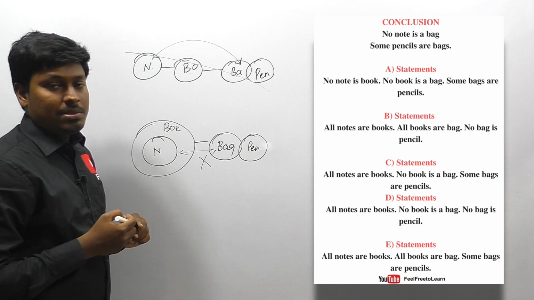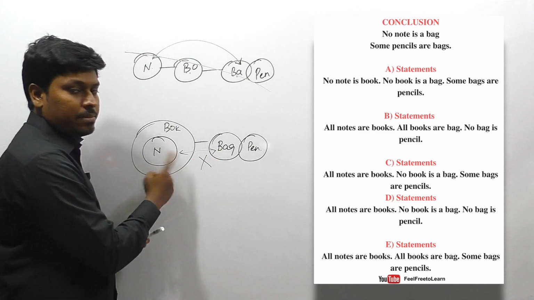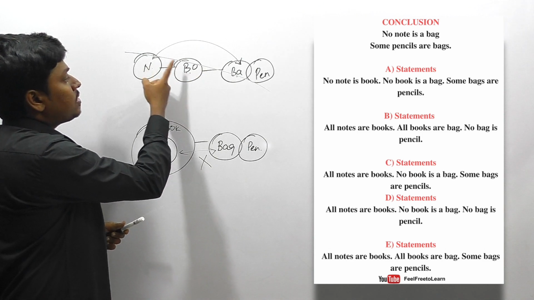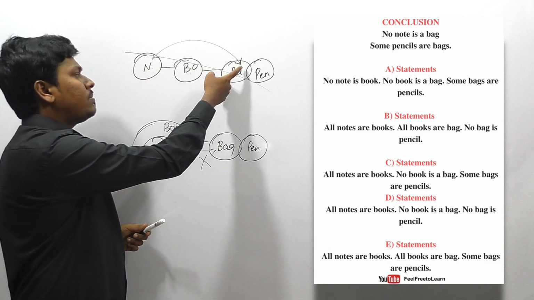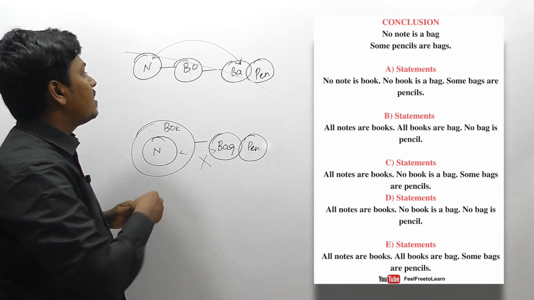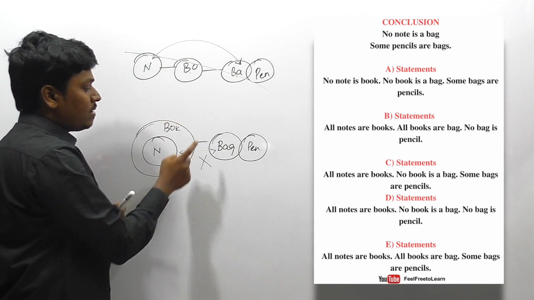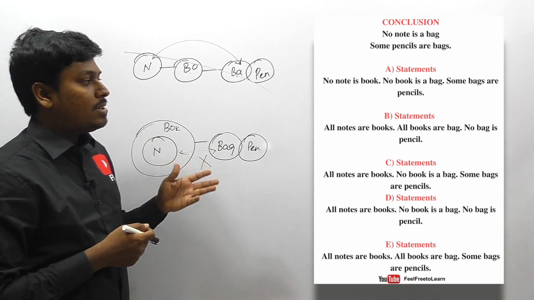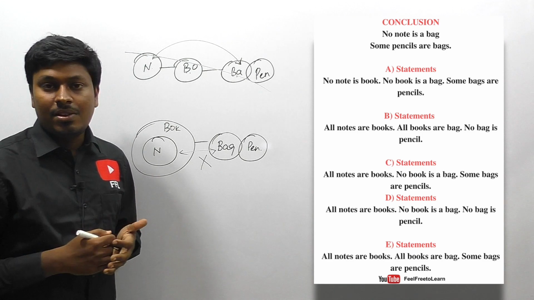Because for no note is bag, there is no link between note and bag in statement 3, but here we can link between note and bag. Why? Because they are saying that no note is book and no book is bag, so there can be a link between bag and note. So finally we can say that no note is bag is not possible in statement number 1, but it is possible in statement number 3. So statement number 3 will be the answer for this reverse syllogism question.